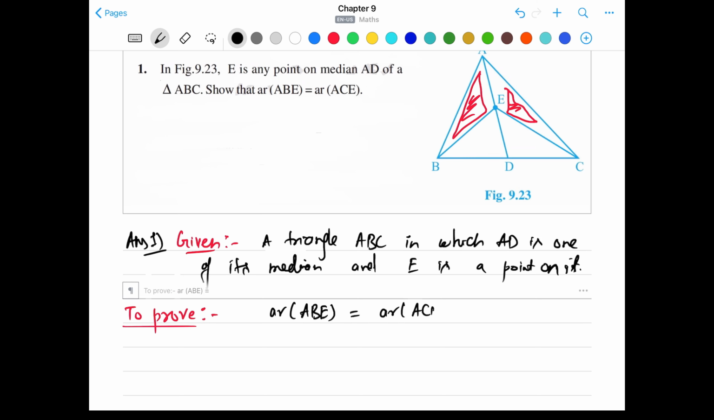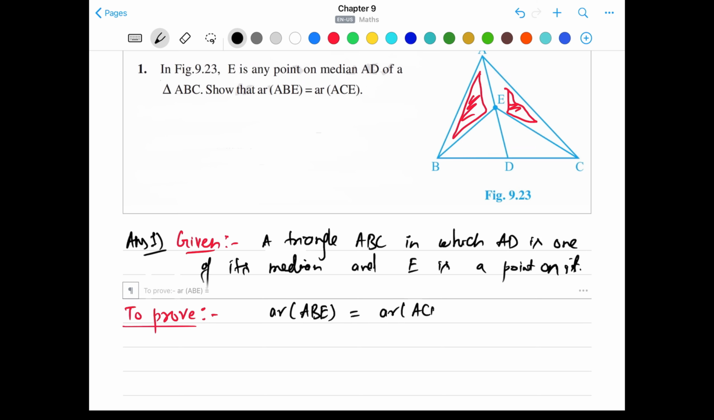So what we are going to do is use the statement of example number 3, which says the median of a triangle divides it into two triangles of equal area. Okay, so we'll write in triangle ABC, AD is a median. Therefore the area of triangle ADB will be equal to area of triangle ADC.